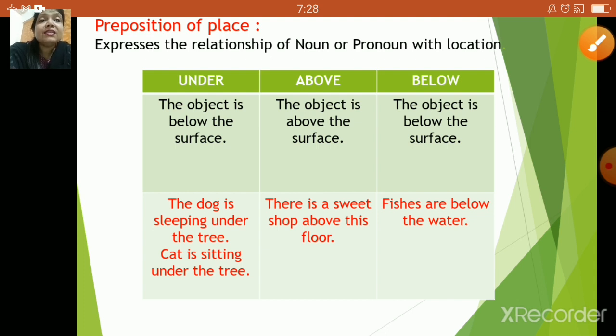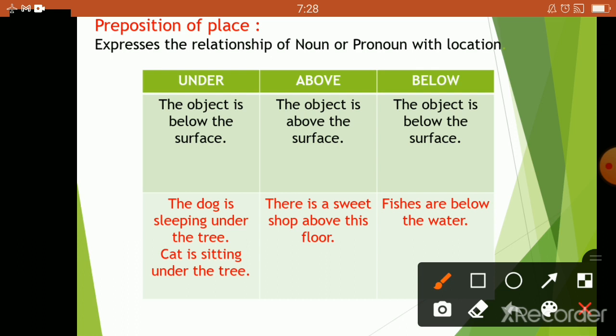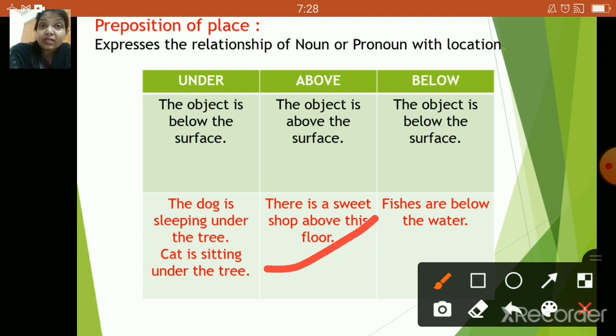The object is above the surface. Now, example: there is a sweet shop above this floor. So that means above this floor there is a sweet shop.